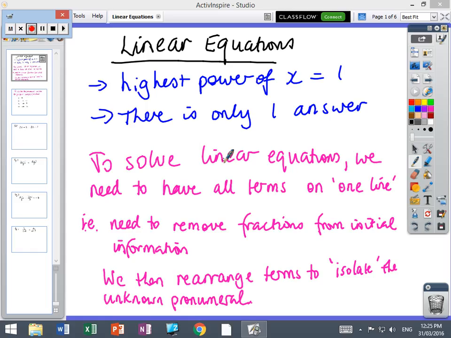Okay, so to solve linear equations, we need to have all the terms on one line. What I'm trying to say there is we need to get fractions removed from the initial question, and to isolate the unknown pronumeral, we have to rearrange the terms. So copy that down if you need to, but when you're ready, come to the next slide.